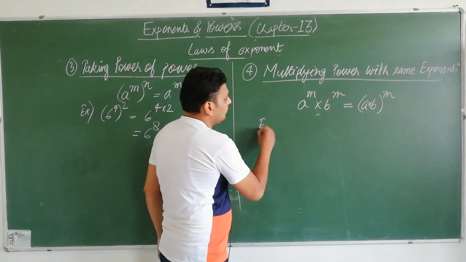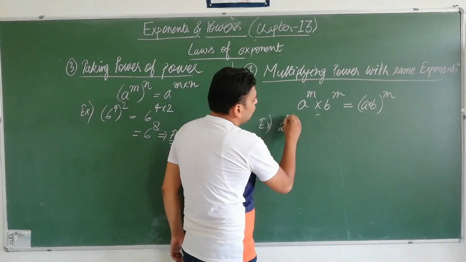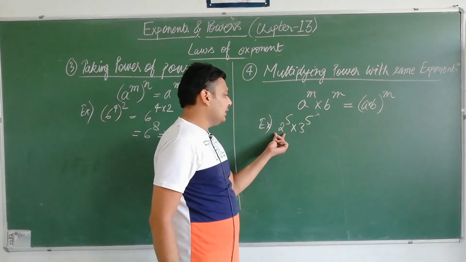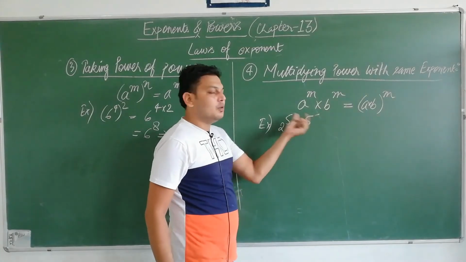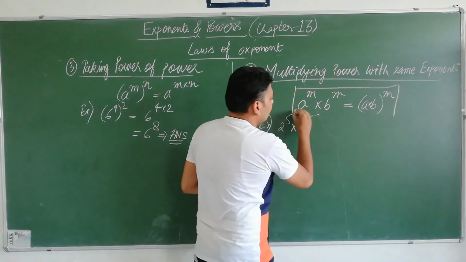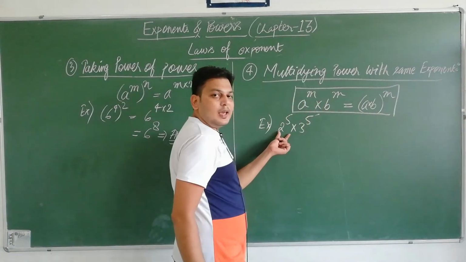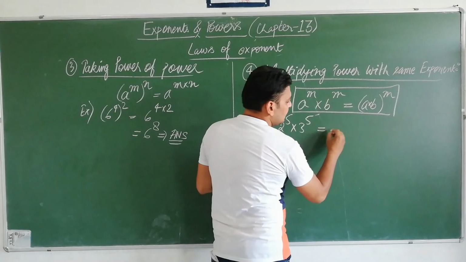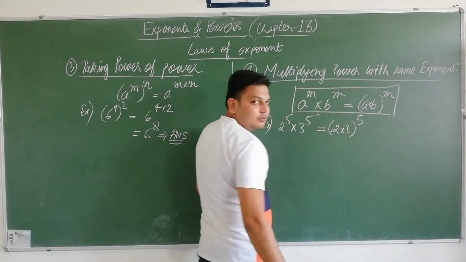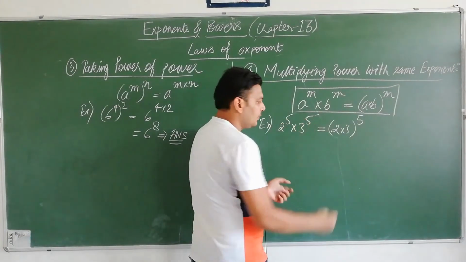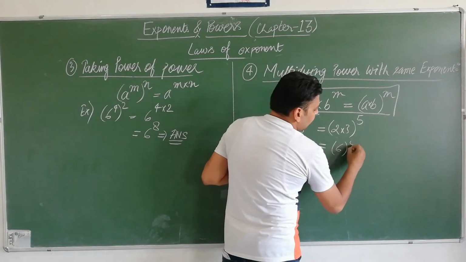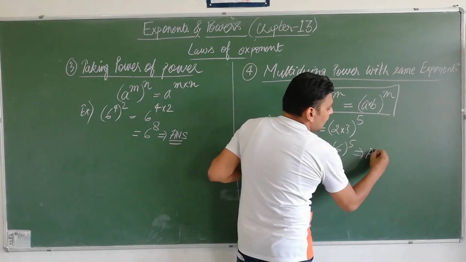Taking an example, 2 to the power 5 into 3 to the power 5. As we can see, the base numbers are different but the powers are the same. So we will apply this fourth law in this particular question and solve it. It will become 2 into 3, to the power 5, because the power is the same. So 2 into 3 is 6, and 6 to the power 5 is our answer.